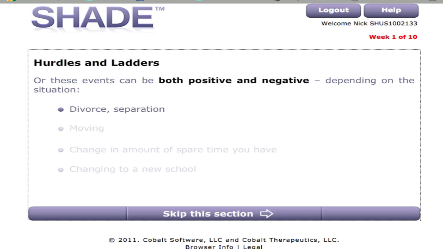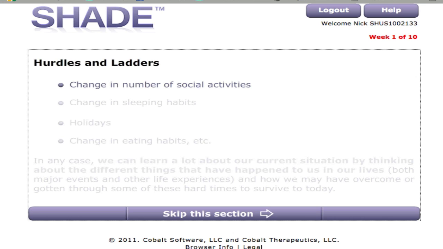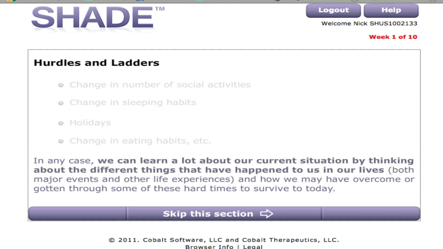Divorce, separation, moving house, change in amount of spare time you have, changing to a new school, change in number of social activities, change in sleeping habits, holidays or Christmas times, change in eating habits. In any case, we can learn a lot about our current situation by thinking about the different things that have happened to us in our lives, both major events and other life experiences, and how we may have overcome or gotten through some of these hard times to survive to today.